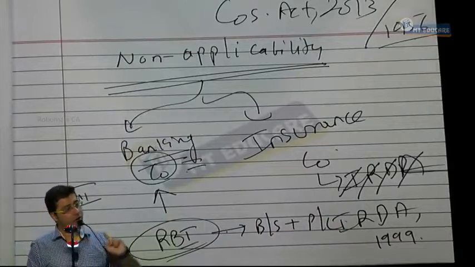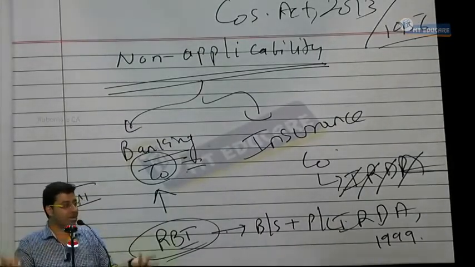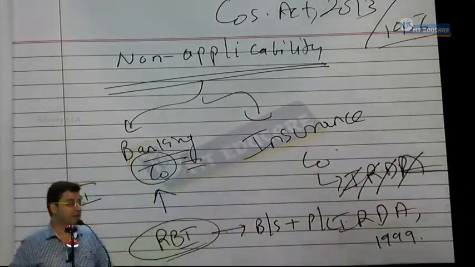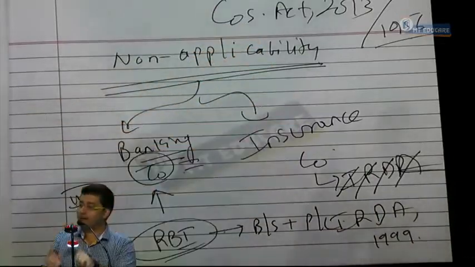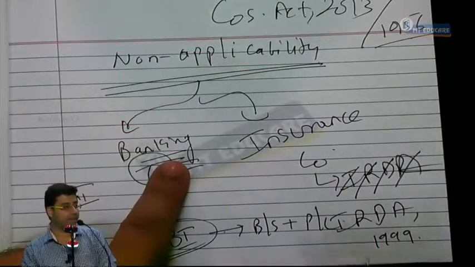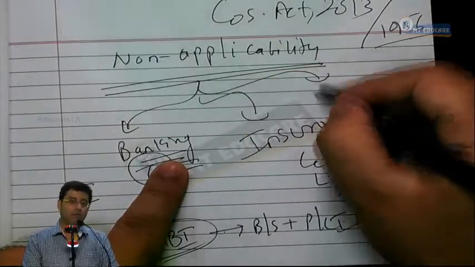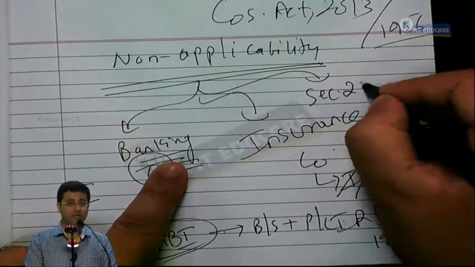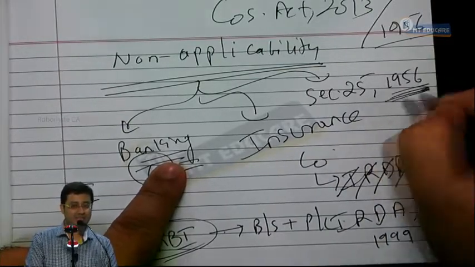Their audit report formats are totally different, they are meaningful audit reports. So the need does not arise to prepare a CARO report for such companies. So CARO reports will not be prepared if you are an auditor of a banking company, or an auditor of an insurance company. There is one more company, which is called Section 25 companies as per the Companies Act 1956.